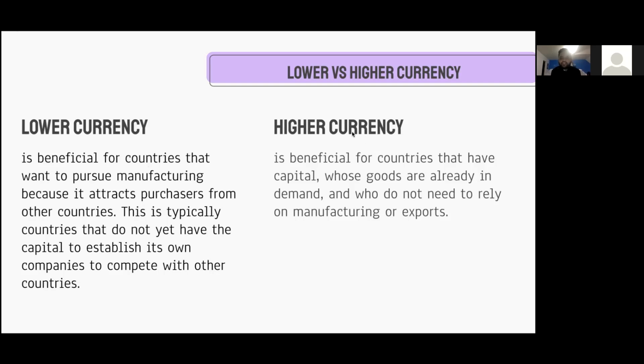However, there are also a lot of benefits to having a higher valued currency. It is beneficial for countries that already have a significant amount of capital and whose goods are in demand. If you don't need to rely on manufacturing exports, and you know a lot of countries around the world already want to purchase your products, then you don't need a lower valued currency. You would want them to purchase in your higher valued currency, so they have to give up even more of their currency to get those products from you. So you get the best value for your products with a higher valued currency. Whether you have a higher or lower currency is largely contingent on your economic structure and your economic priorities at a given time.